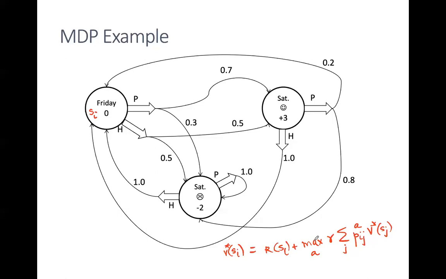So there's a question in the chat, and I think a couple of people have already clarified it. Yes, the numbers on these arrows are the elements of our transition matrix T. So those are different from gamma. So gamma is just one number for the whole system.